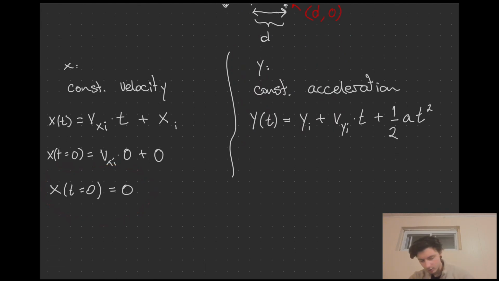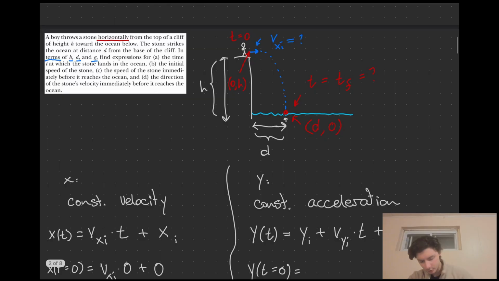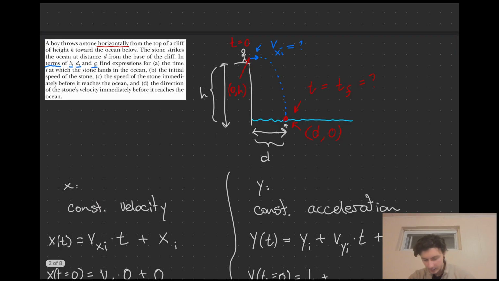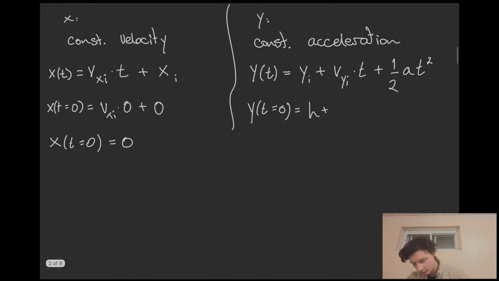Let's do the same thing with y. y at t equals 0. Well, this y initial is not 0 because it starts at a height h, right? So here is the y coordinate at t equals 0. So we could say this is h plus, what is the velocity initially in the y direction? It is actually 0 because here it says the rock is thrown horizontally. That means all of its velocity is pointing in the x direction. In the y direction, the v y initially is equal to 0. So because of that, we can put 0 here.